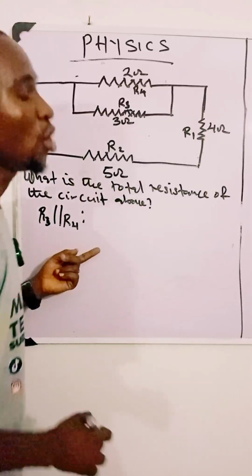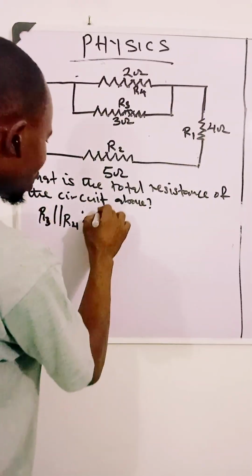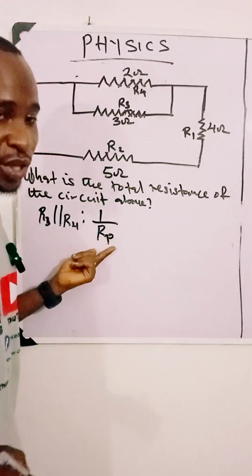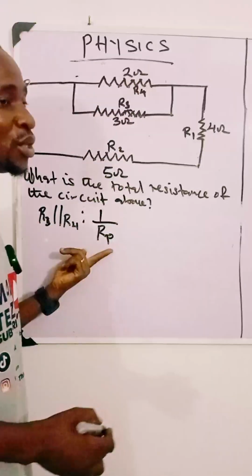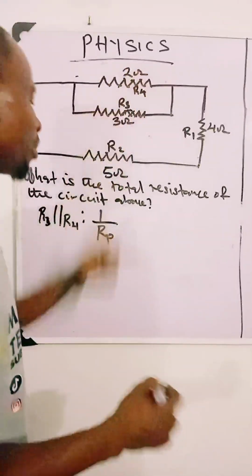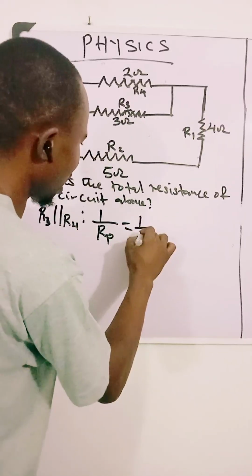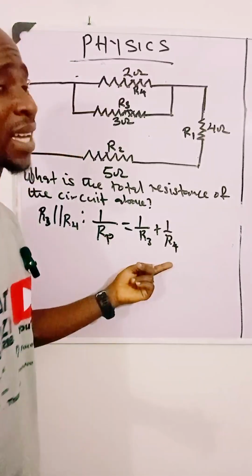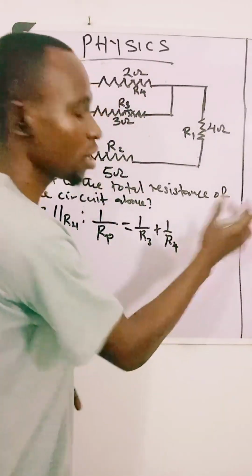What is the principle of resistance in parallel? What I'm going to have is RP, the total resistance in parallel, I use RP to represent it. The total resistance in parallel is equal to 1 over R3 plus 1 over R4. Like I said, if I have more than this, I will continue.